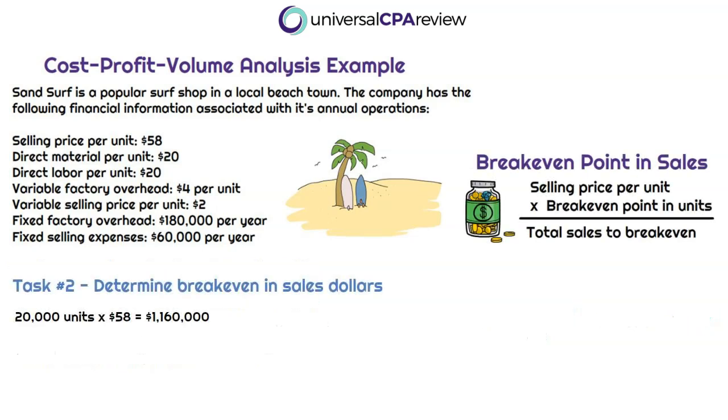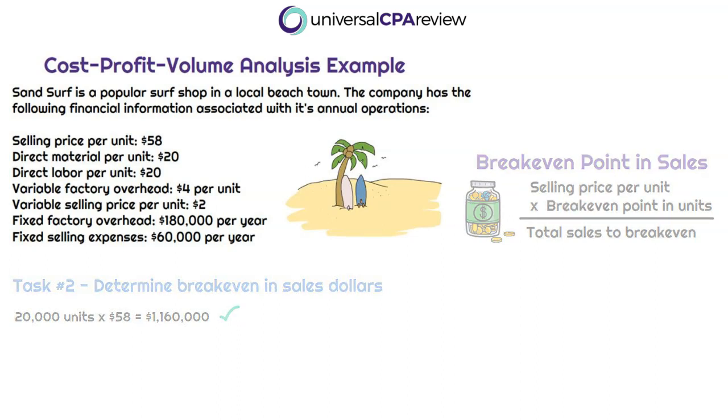So like I said, we can take this one step further, and in task number 2, we're just going to determine break even in sales dollars. Well, if the break even point in units was 20,000 and it costs $58 per unit, well, we multiply those two, and that means that they're going to have to generate $1,160,000 worth of sales to offset not only the variable costs, but as well as those fixed costs. So that only gets them to break even, meaning there is no profit.